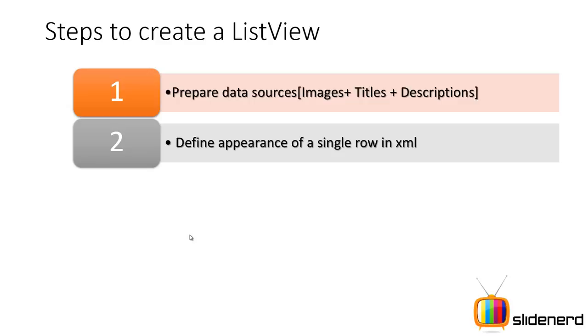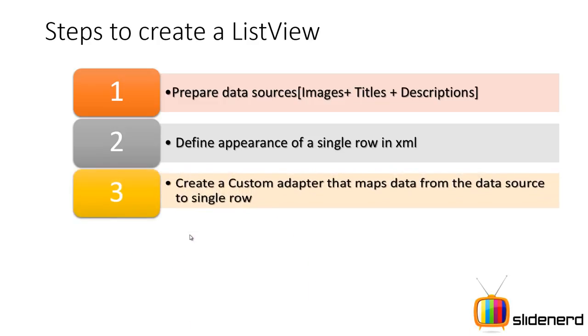Now if you guys remember, a list view is not a simple view. It's actually a container view. It takes other views inside it. So each of those single rows that you see is actually a separate view with a lot of components inside. So you have to define how one of those single rows is going to appear inside a separate XML file.